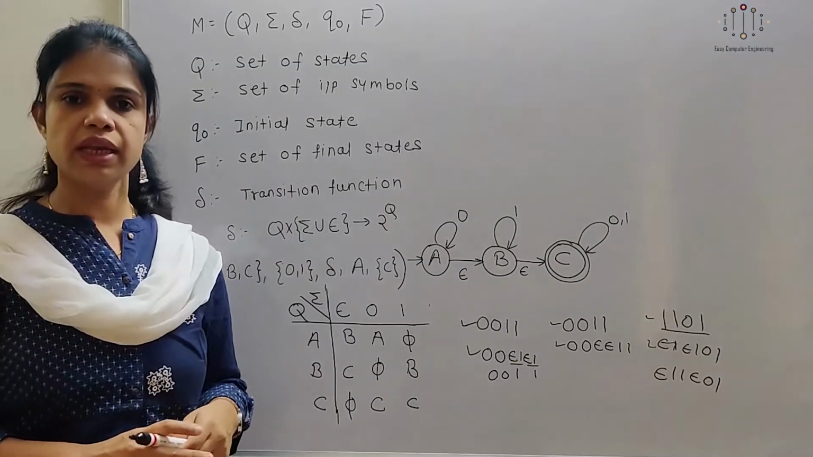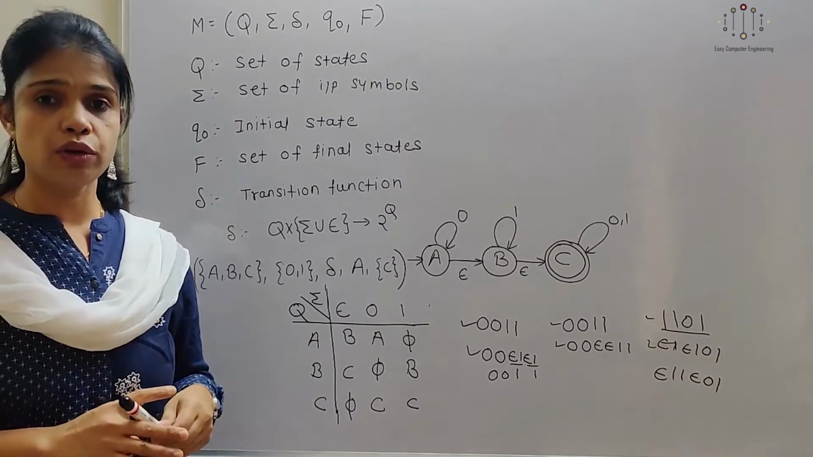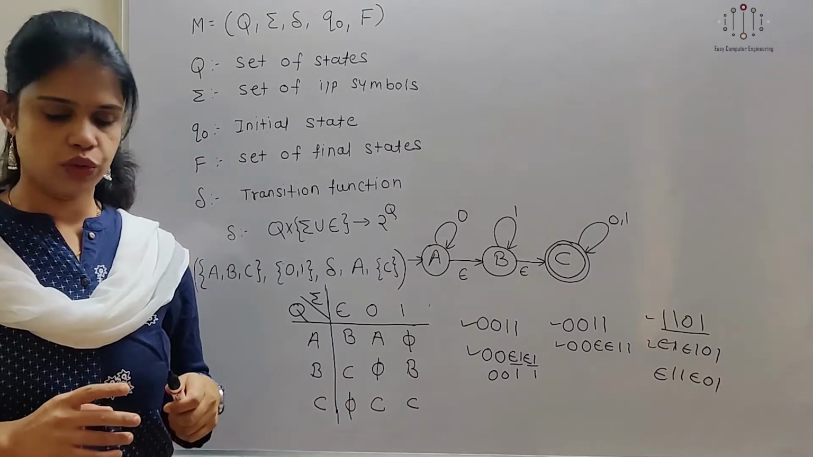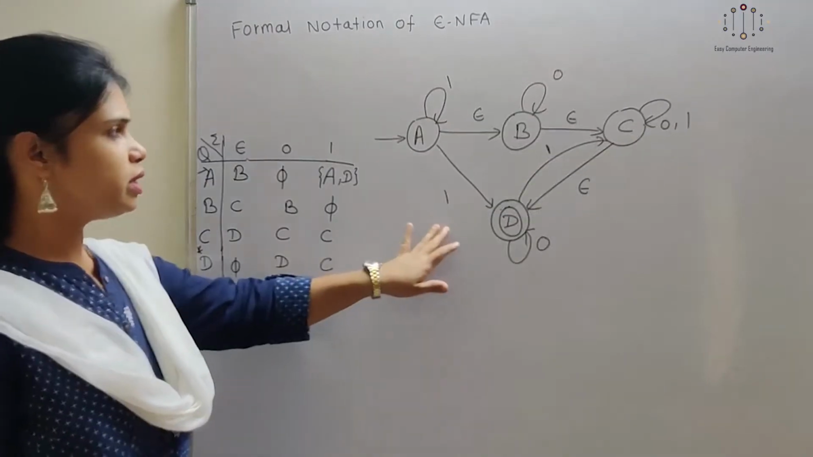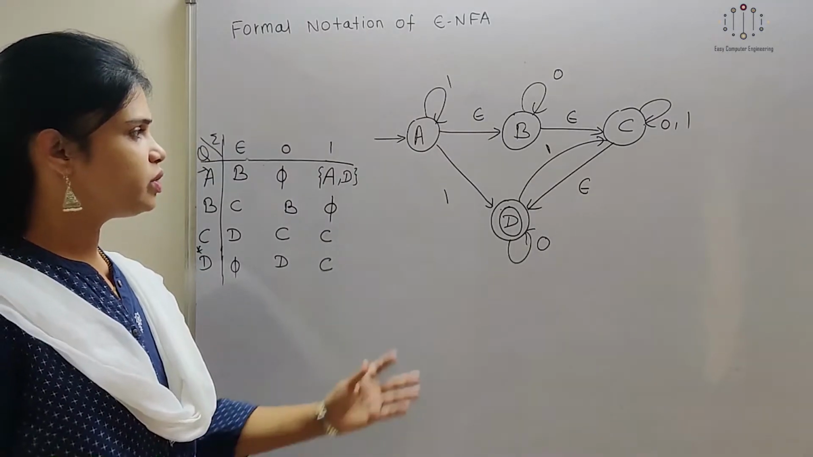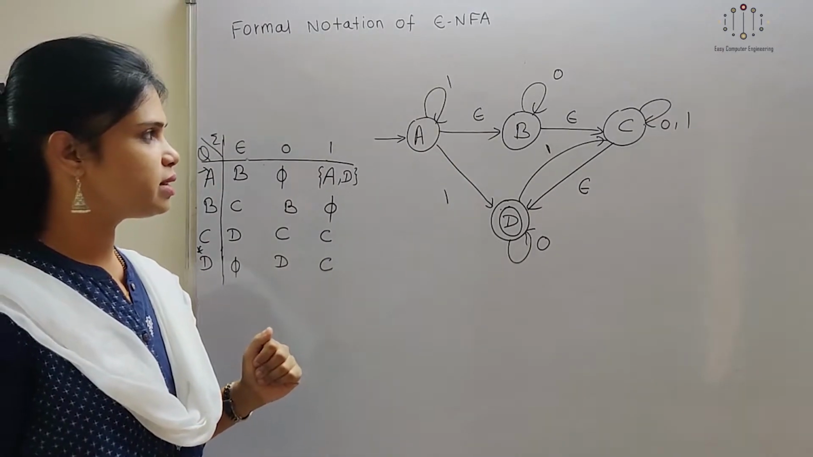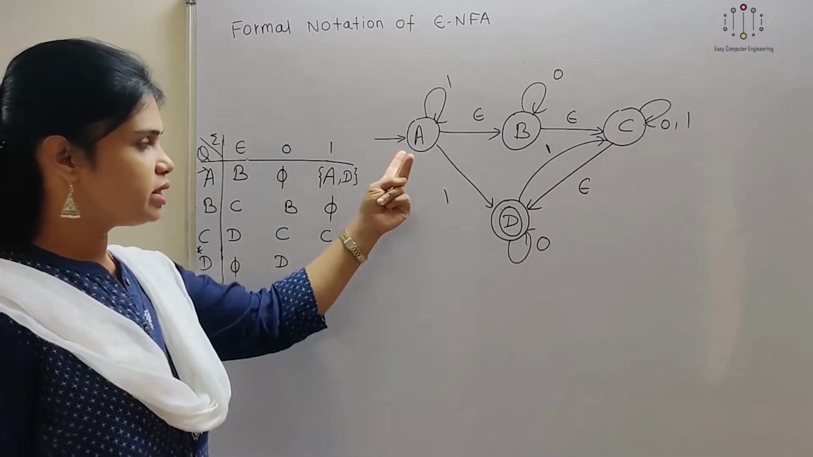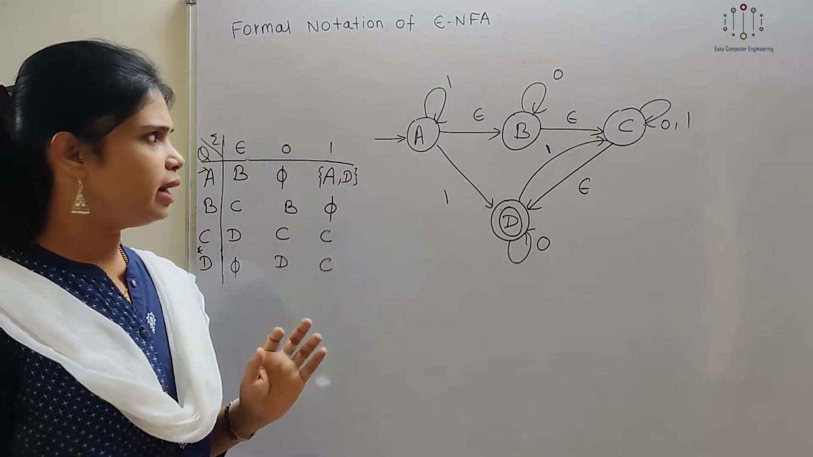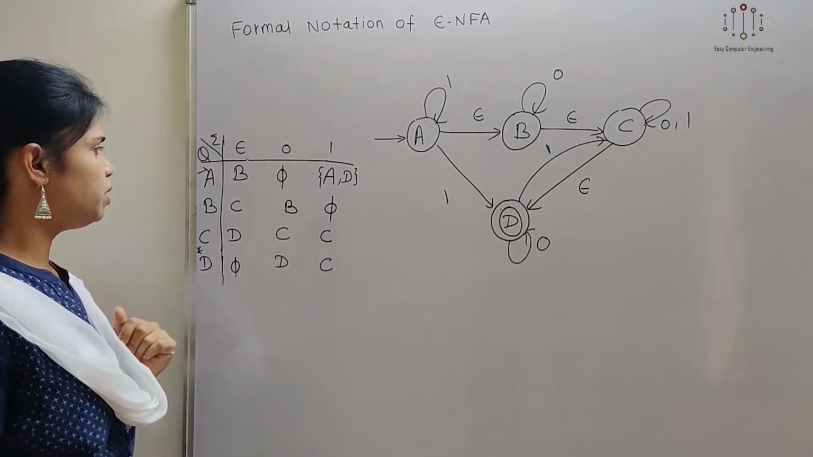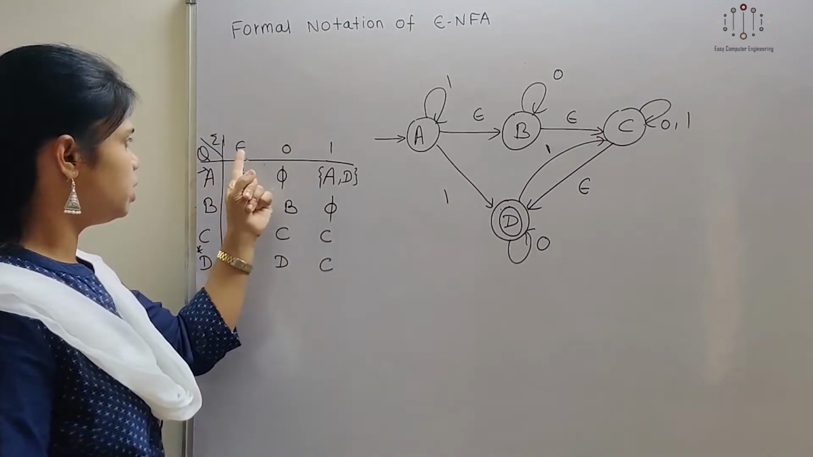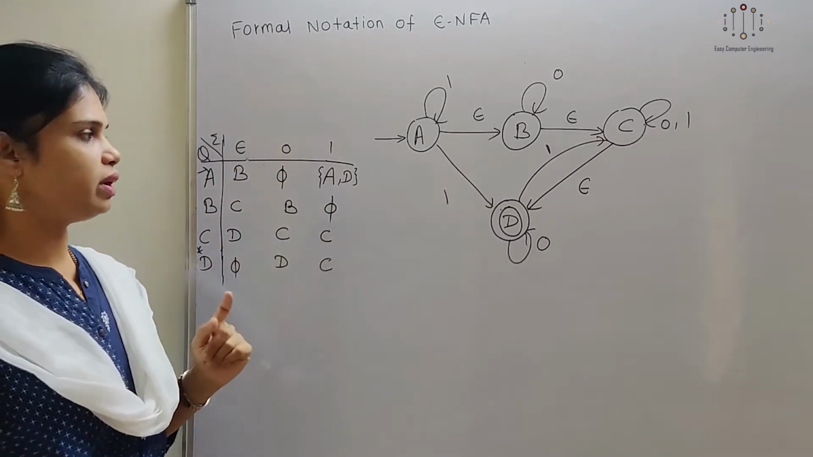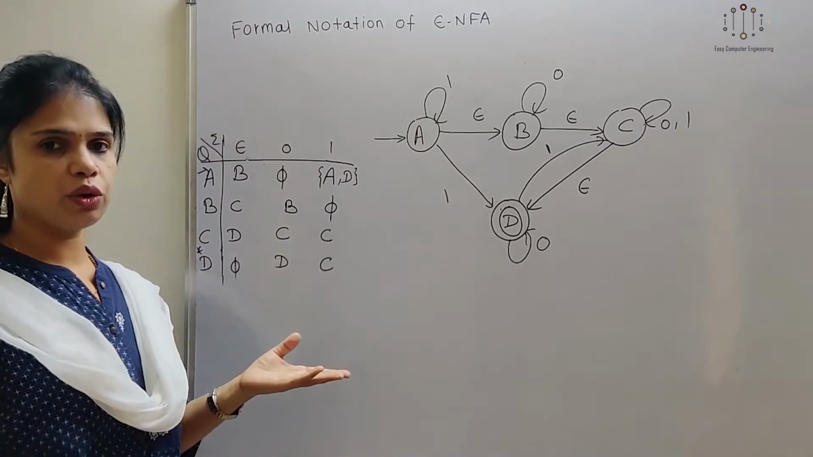Okay, now the next point is epsilon closure. What is the meaning of epsilon closure? We will see in this example how to find the epsilon closure. So this is one transition diagram. In this transition diagram there are 4 states, the initial state is A and D is the final state. There are some epsilon transitions, and this is an NFA, and this is a transition table which shows the transitions on epsilon, 0 and 1.